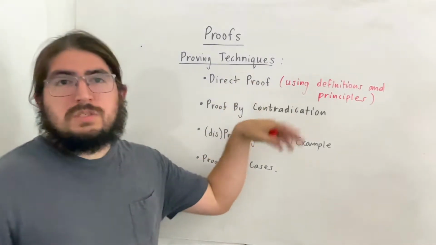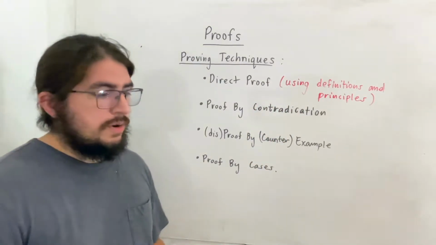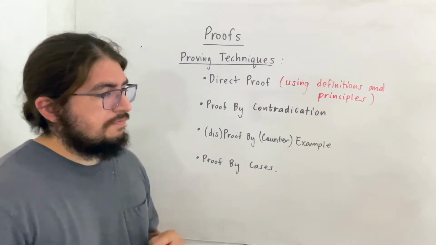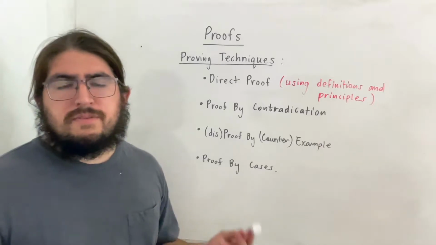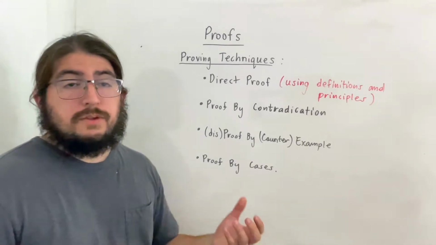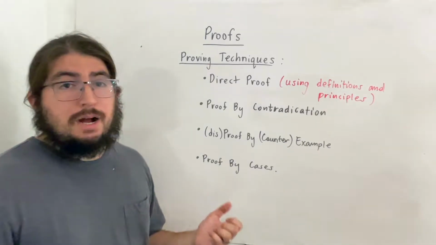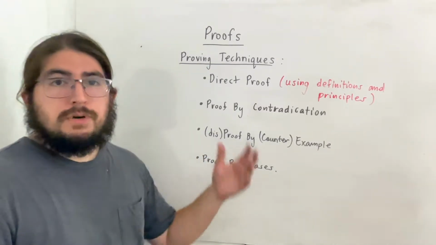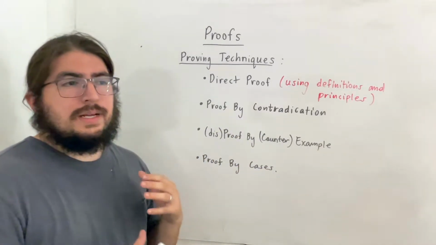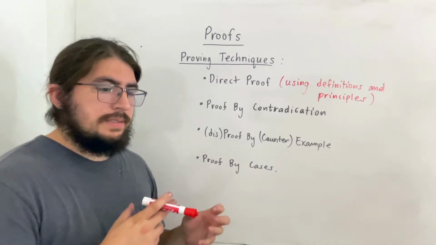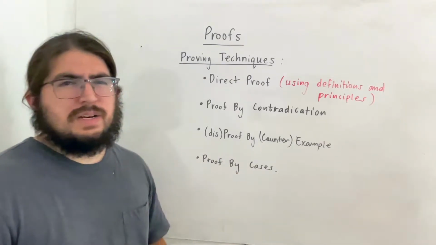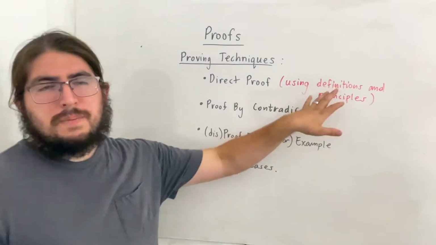So just use some definitions. For example, if you're given that a number is even, what does it mean for a number to be even? It means it's 2 times another integer. So then you write that out. And then you can apply some manipulations of an equation or something like that. That's what I mean by principles.